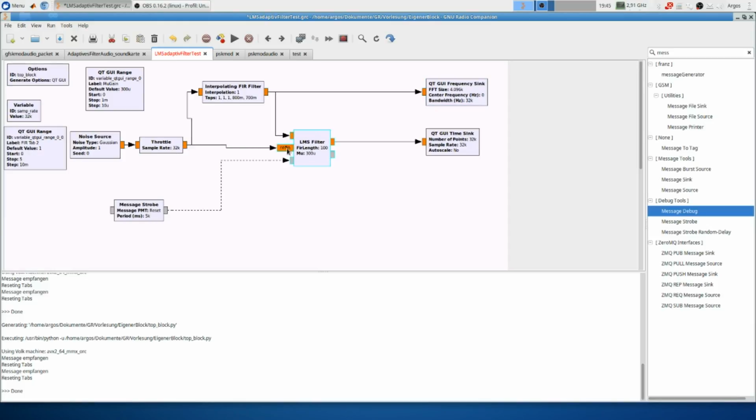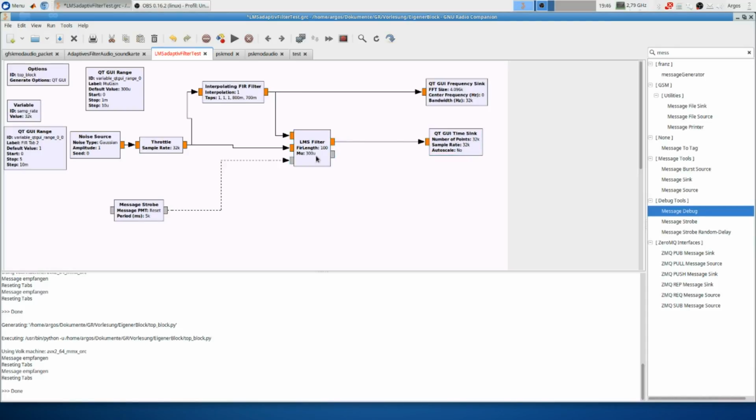The other part is the reference signal of the filter, and this is of course connected to the noise source. So at the reference port it gets all the noise samples, and over the other port it gets the shaped noise samples. And the goal is to use an adaptive filter to minimize the error between both of the inputs. And the error signal, you can see here, is going to a time sink.